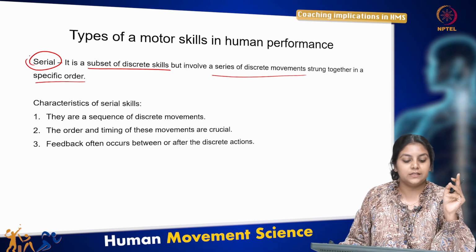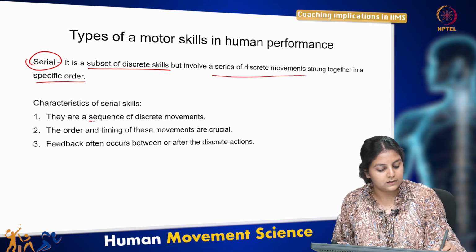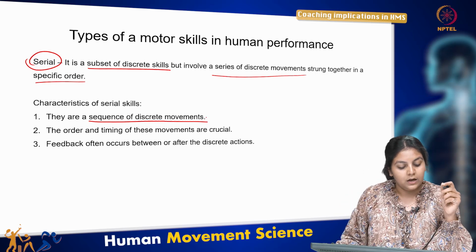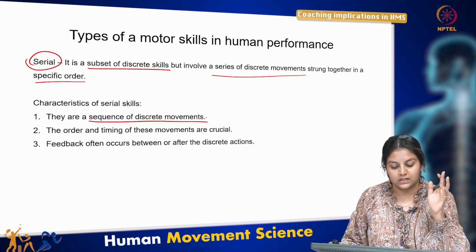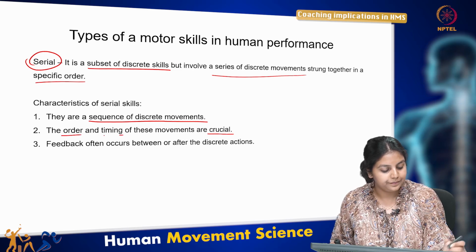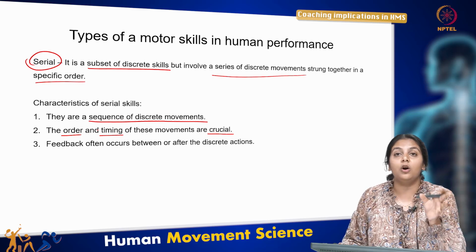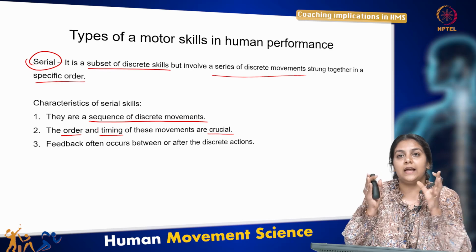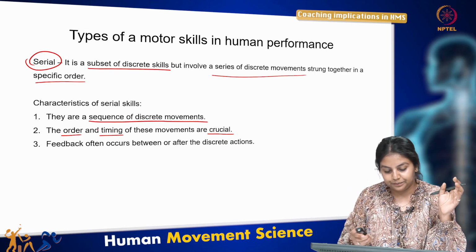Some characteristics of serial skills are, like we said earlier, a sequence of discrete movements. Usually the timing and the order of the sequence for these movements is extremely crucial. So the order and timing. And feedback often occurs between or after the discrete actions. When these individual discrete actions occur, you can give feedback during that time.